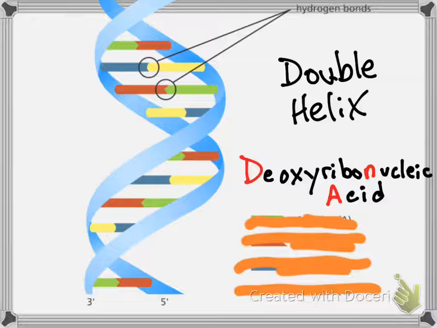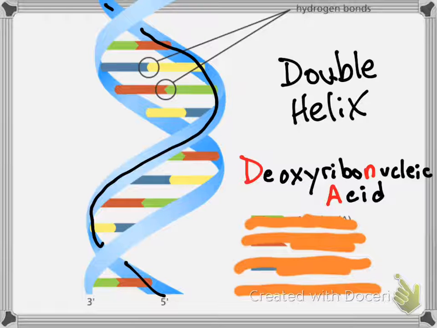DNA stands for deoxyribonucleic acid. We see this, like I said, it's like our ladder. We twist around and it goes around like this. So it is our double helix form.